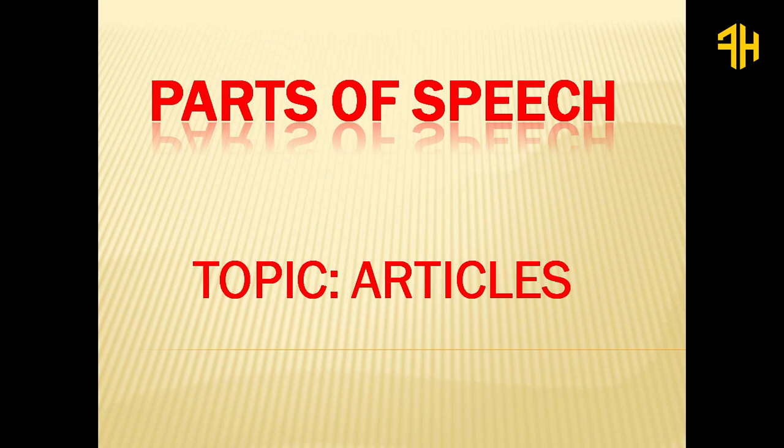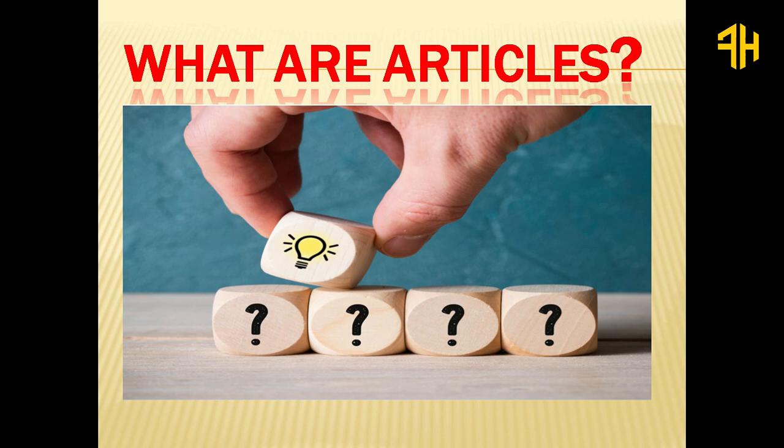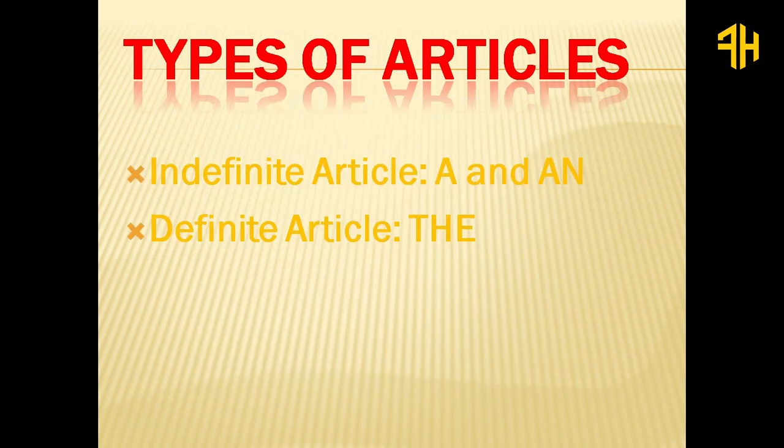In today's video, I will tell you what articles are. Articles qualify nouns and always appear before nouns. Sometimes articles appear immediately before nouns and at other times they are separated by a few other words.